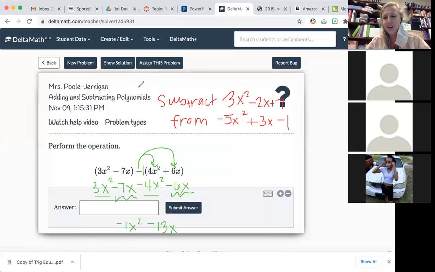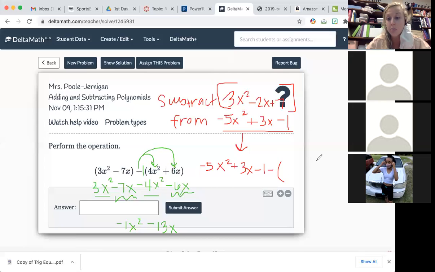Good job. Extra credit, girl. 2 points extra credit. So the -5x squared plus 3x minus 1 has to go first. And then I'm taking this one away from it. So we write it second. So what Denia just said was we do -5x squared plus 3x minus 1. And then you can subtract the first one. And you put it in parentheses, right?